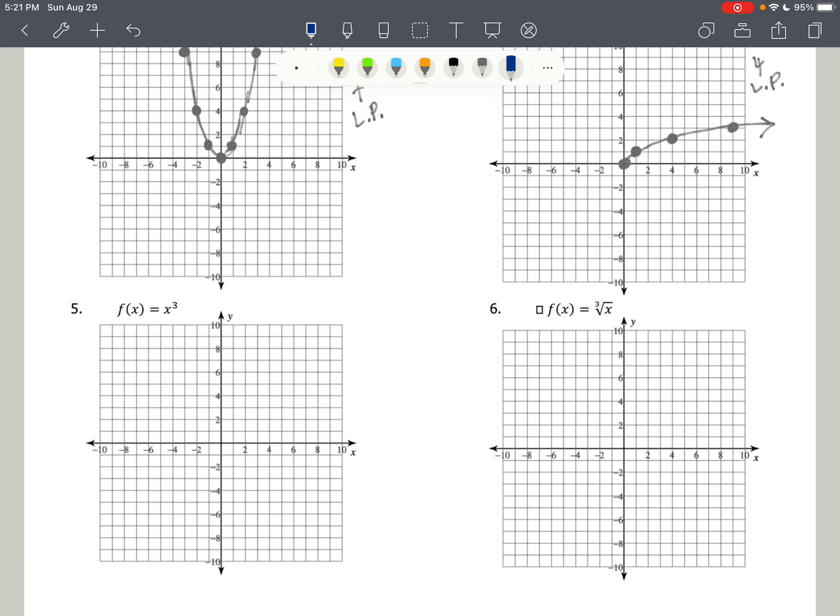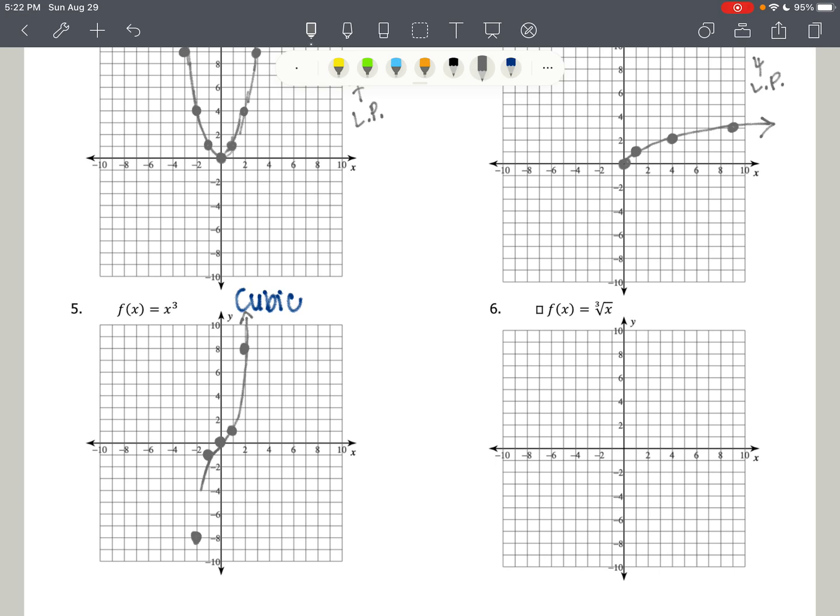Number 5 is called a cubic function. If I put a -2 in, -2 times itself 3 times is -8. -1 times itself 3 times is -1. 0 cubed is 0. 1 cubed is 1. And 2 cubed is 8. So you put a 2 in, you get an 8 out. And this is also a curve.